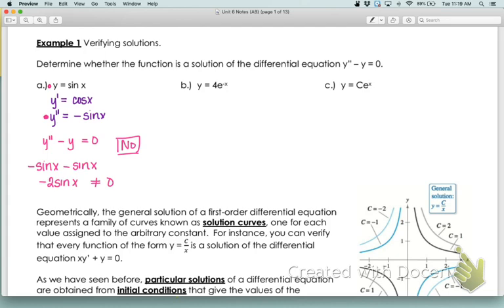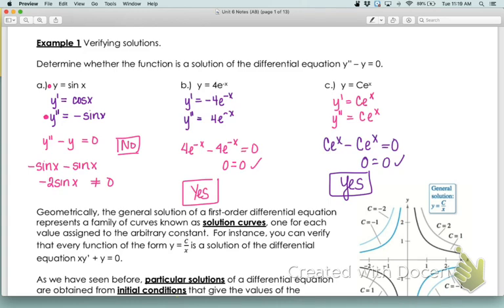Go ahead and put your video on pause and try that on your own if you would like. Hopefully you got yes for both of these. So when you work through successive derivatives on B, you end up that y and y prime are exactly the same. So when we subtract, we get 0.